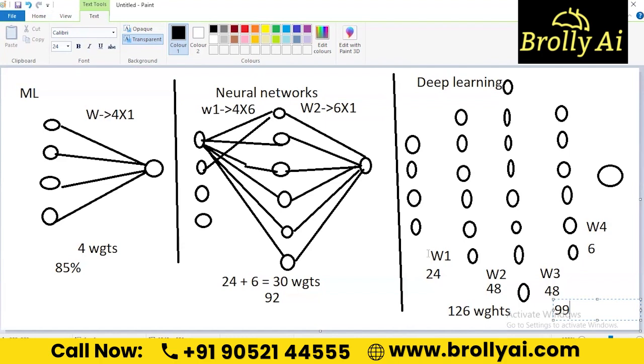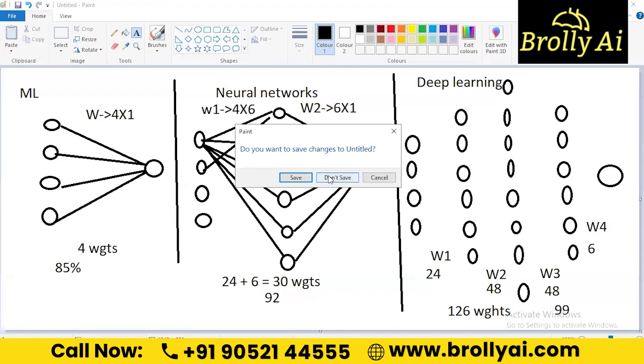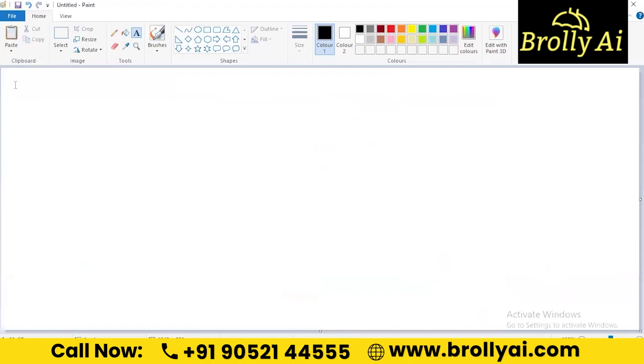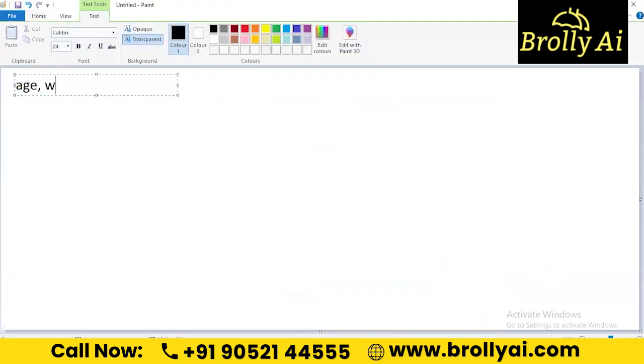But what is the guideline of industry here? For example, based on age, weight, and height, I want to predict cholesterol. This kind of simple thing can be done with machine learning. Got it? For example, you are listening to my voice. Is my voice a male voice or female voice? Male voice.